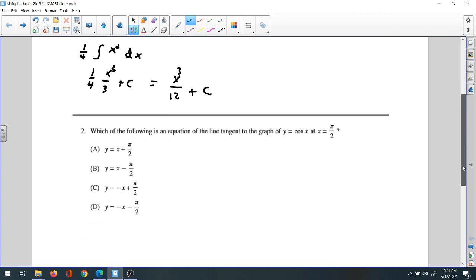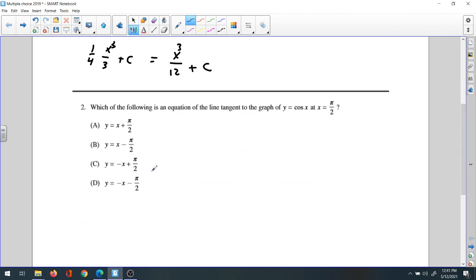Now we're going to go over question 2. Question 2, which of the following is an equation of the line tangent to the graph of y equals cosine x at x equals pi over 2? Just to remind you of what we had before in Algebra 2, if you want to write an equation of a line, it will be y minus y1 equals m times x minus x1.